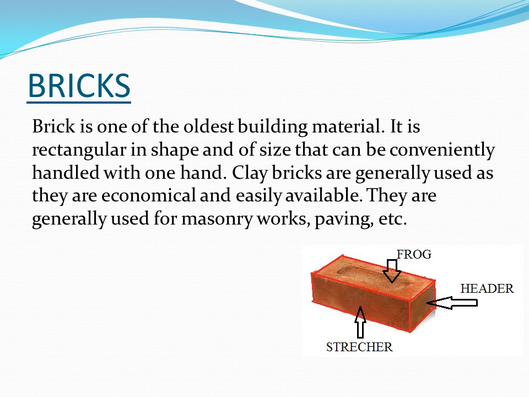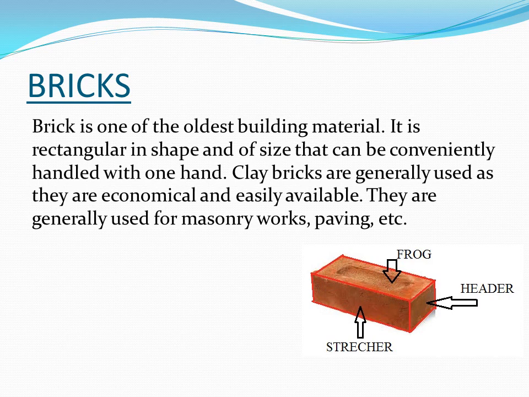Now, what is a brick? Brick is rectangular in shape, and its size is such that it can be conveniently handled by one hand. Brick may be made of burnt clay or a mixture of sand and lime or Portland cement concrete, but clay bricks are commonly used since they are economical and easily available. The length of a brick is equal to 2 times the width of the brick plus thickness of the mortar.